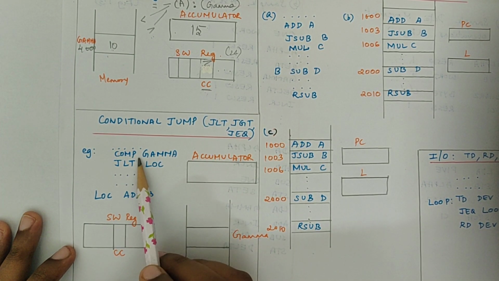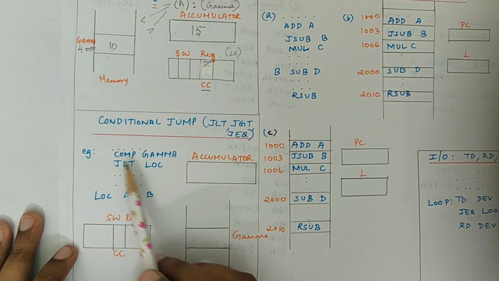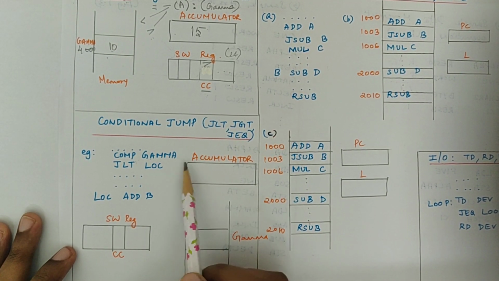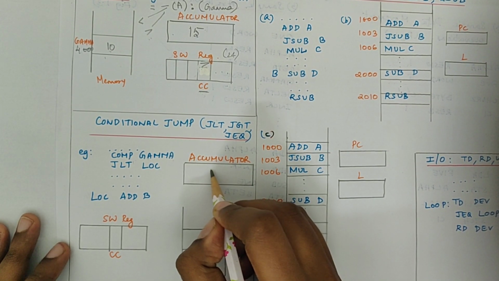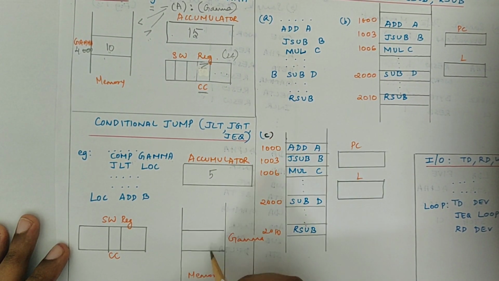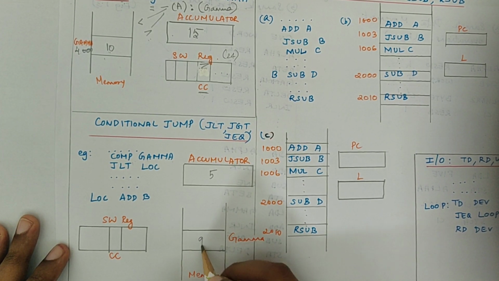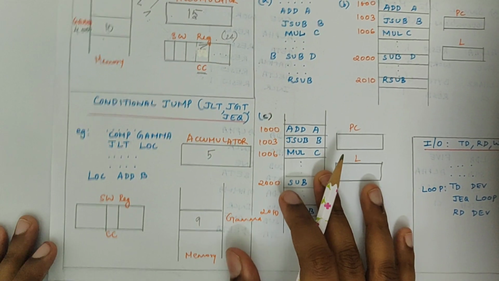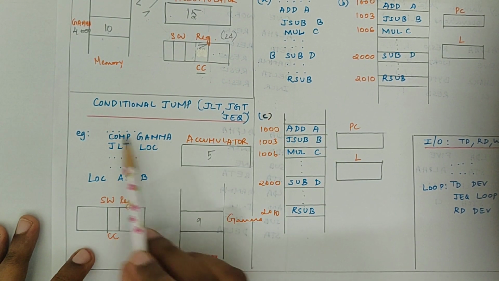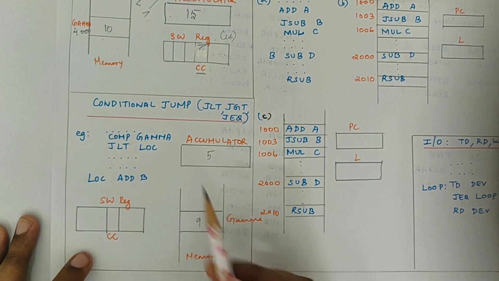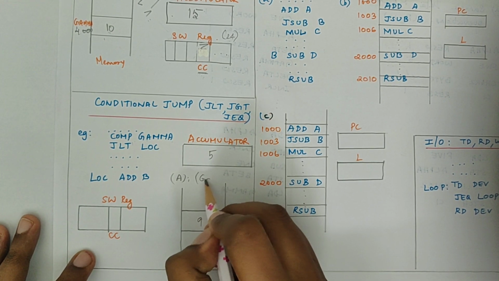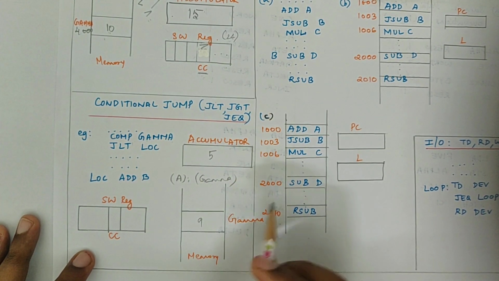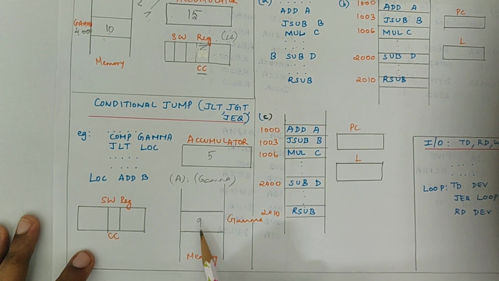In the COMP instruction, what happens? You compare the contents of the accumulator with the memory location. Let the contents of the accumulator be 5 again, and the content of the memory location gamma be, say, 9. It is comparing the value of the accumulator with the value contained in the location gamma. In this case, the value 5 is less than 9.